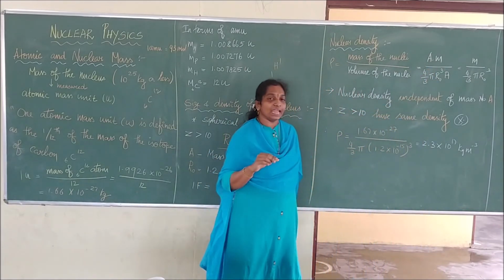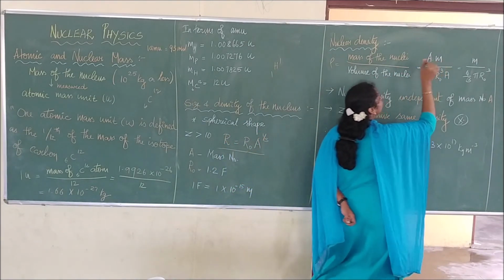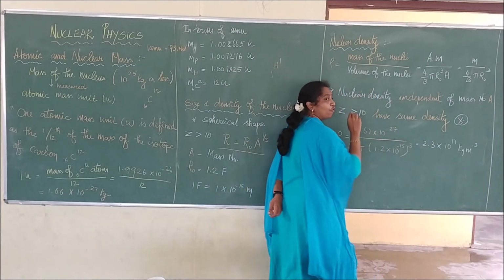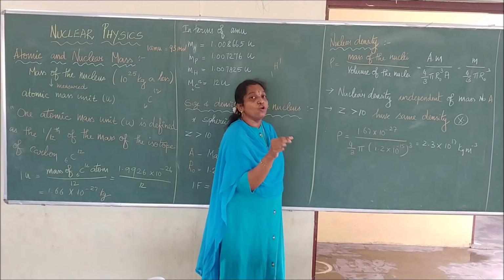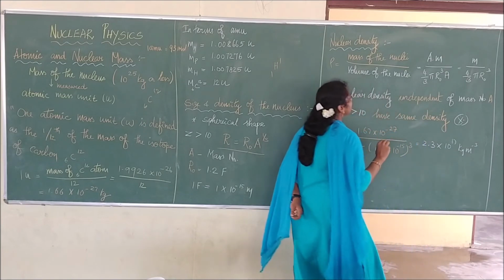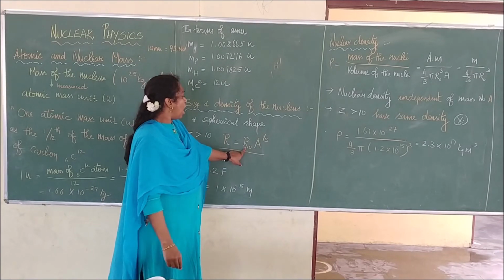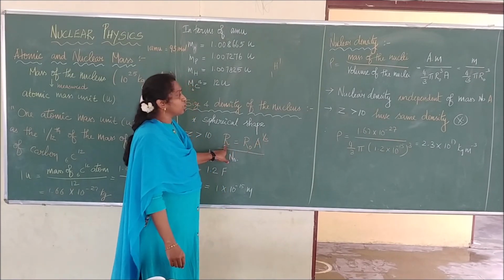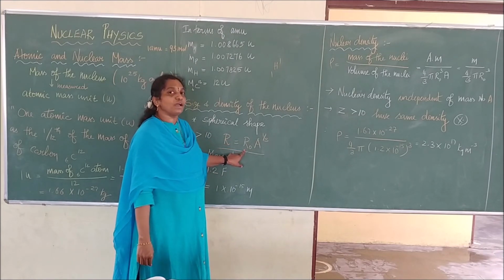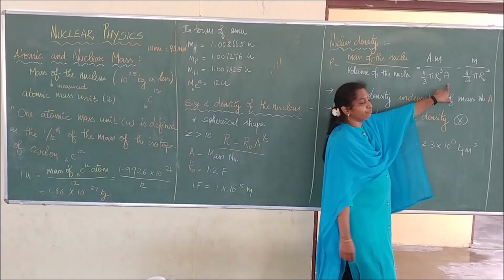So you can say that it is A into m. The mass of a nucleus is represented by the mass number into the mass of a nucleon, divided by the volume. Since it is spherical in shape, what is the volume formula? 4 by 3 pi r cube. Is it clear to you? R takes the value R0 into A power 1 by 3. So instead of R, we substitute this value, R0 cube, and A power 3 by 3 will cancel and reduce to A. Is it clear to you?